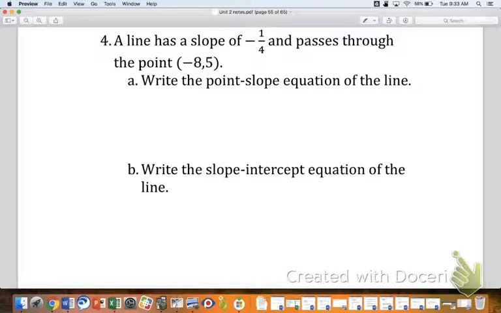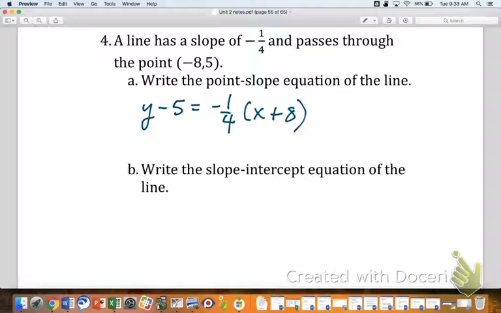All right, Colton, you have 4A by any chance? Yeah. What do you got? y minus 5 equals -1/4 x plus 8. Okay, I think Colton is right on the money. Any questions? Is that the same thing? Oh yeah? Okay, awesome. So I really like point slope form.